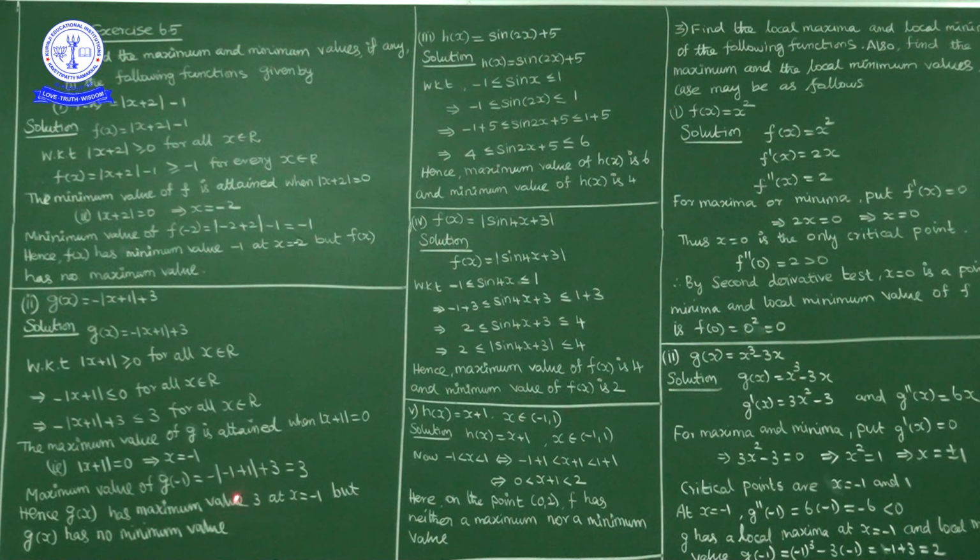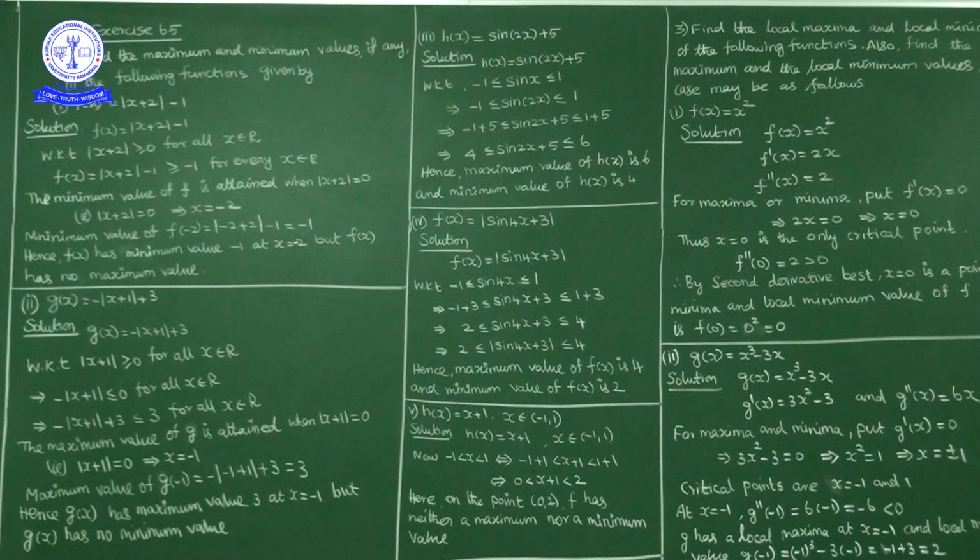g of x has maximum value 3 at x equal to minus 1, but no minimum value. Because as x approaches infinity, x plus 1 approaches infinity, and modulus of x plus 1 approaches infinity. So minus of modulus of x plus 1 approaches minus infinity, and 3 minus infinity approaches minus infinity only. So g of x has no minimum value, only a maximum value. The maximum value is 3 at x equal to minus 1.